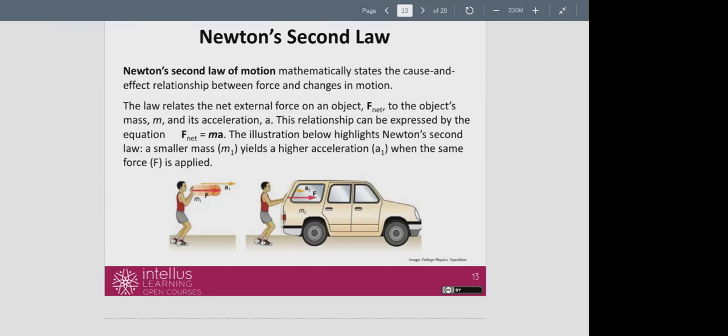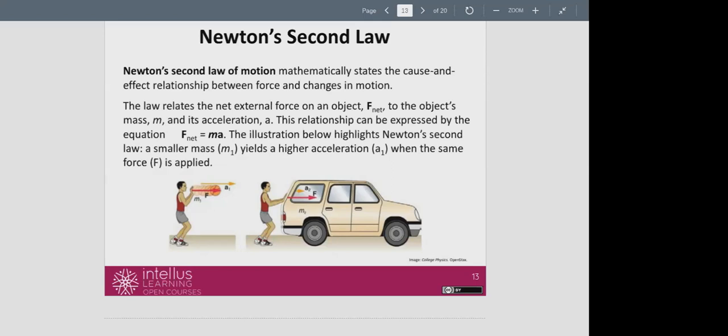So we can see from the formula F net equals ma. Sometimes you just see it in textbooks written F equals ma. Same thing, because it's understood that the only way you can get an acceleration in the first place is through having a net force. Okay, so F net equals mass times acceleration. We can see from this relationship that if the net force gets bigger, the acceleration gets bigger. We can also see that if the mass gets bigger, the acceleration gets smaller.